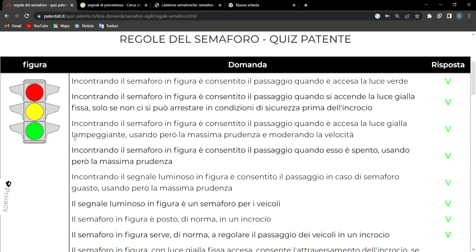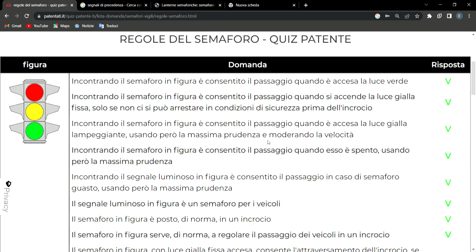He said all you need to do in that kind of junction is to make sure that you reduce your velocity and apply more of your attention. The word prudenza, you can see it here. He says, usando però la massima prudenza. So you need to be prudent. It requires your maximum attention. And the other one again says moderando la velocità. The word moderando in English simply means you need to let your velocity be moderate.